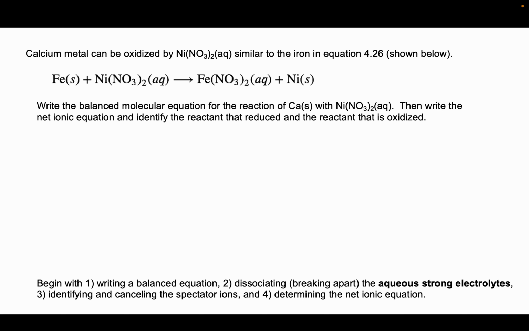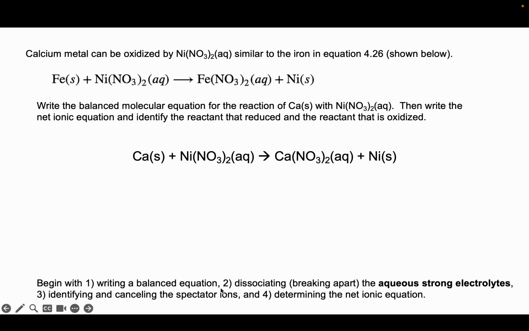Calcium metal can be oxidized by nickel nitrate, similar to the reaction shown below. And it wants us to write a balanced equation for the reaction and get to the net ionic. So instead of writing it with iron, let's write it with calcium. If we are now going to take this, we want to begin with a balanced equation. That looks to be balanced to me.